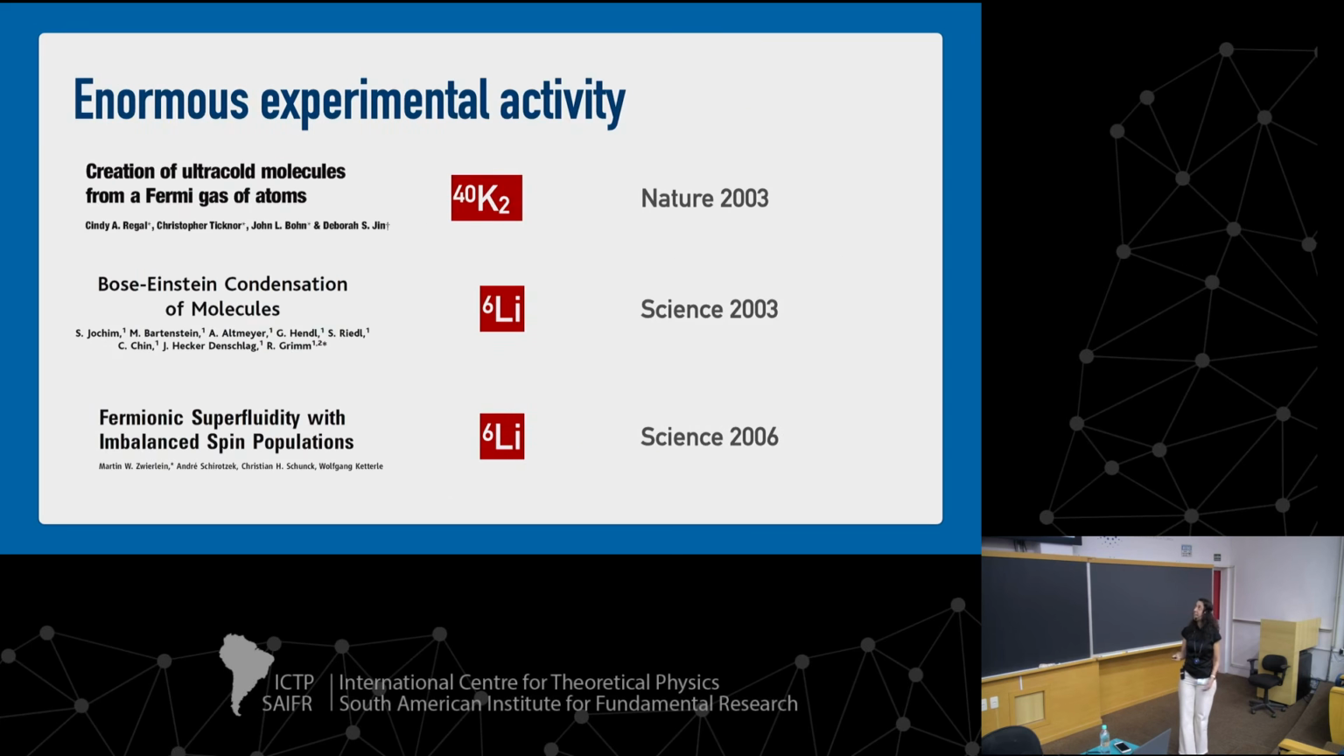And after that, there was enormous experimental activity. So she did the molecule, and then they tried to condense fermionic molecules. When you bind two fermions together, you have a boson, very much like a Cooper pair, and then you can condense there, and then look at fermionic superfluids. When you have imbalance, you have more of one species than the other, so a lot of things went on.